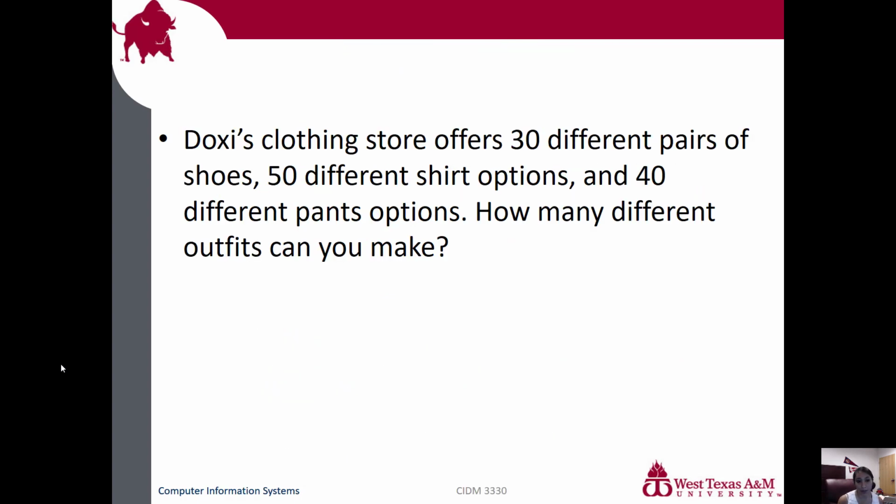Here's another example. Doxy's clothing store offers 30 different pairs of shoes, 50 different shirt options, and 40 different pairs of pants. How many outfits can you make? Well, according to the counting rule 2, again, you just have to multiply them together. So 30 times 50 times 40 is equal to 60,000. So there are 60,000 different outfits that I could wear from Doxy's clothing store.